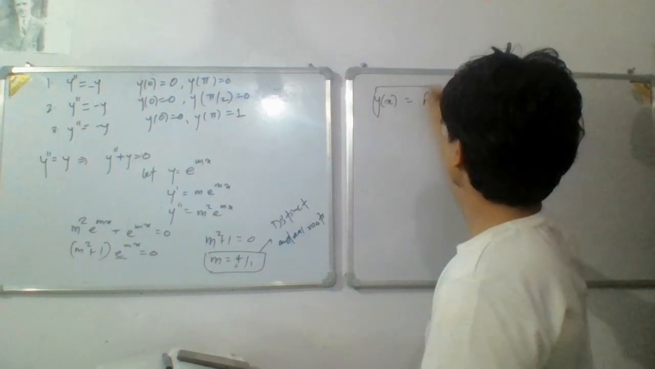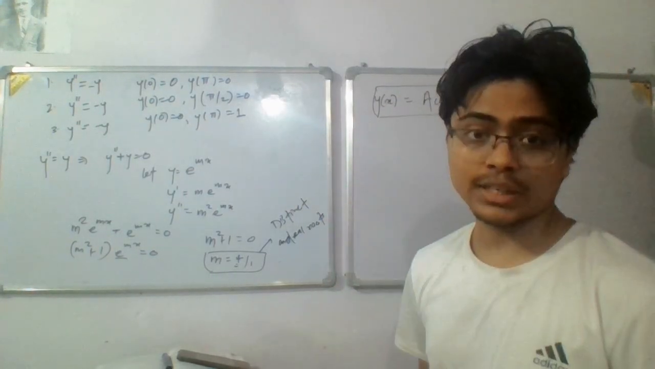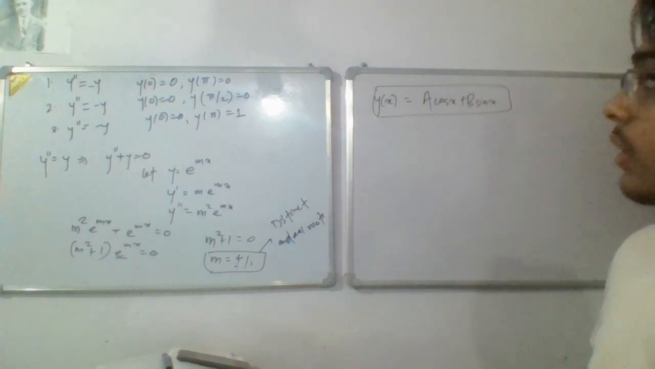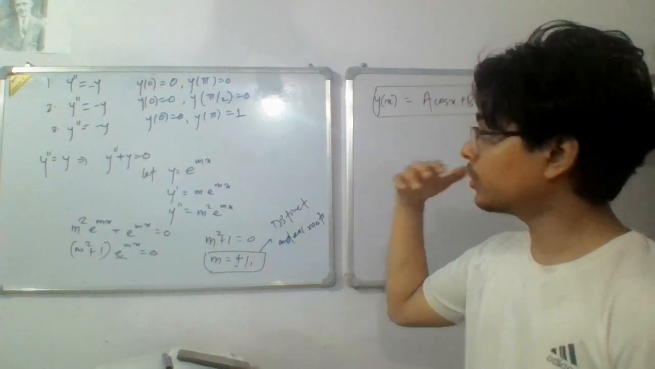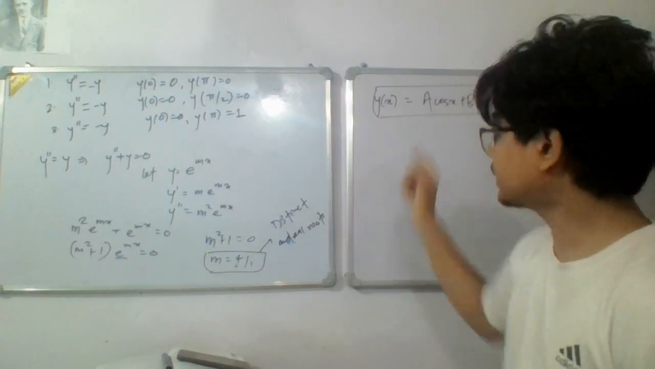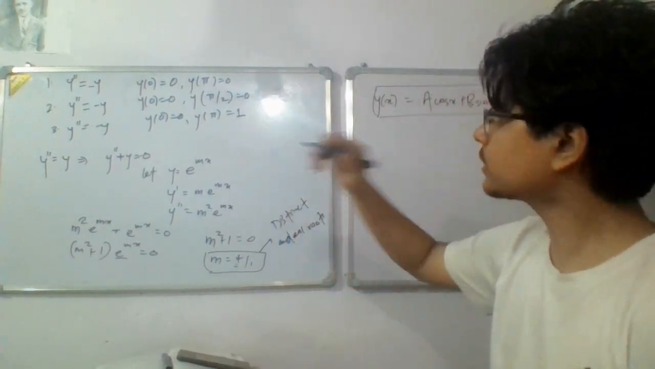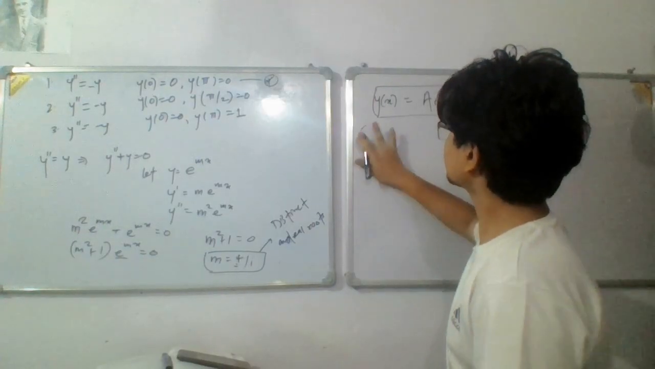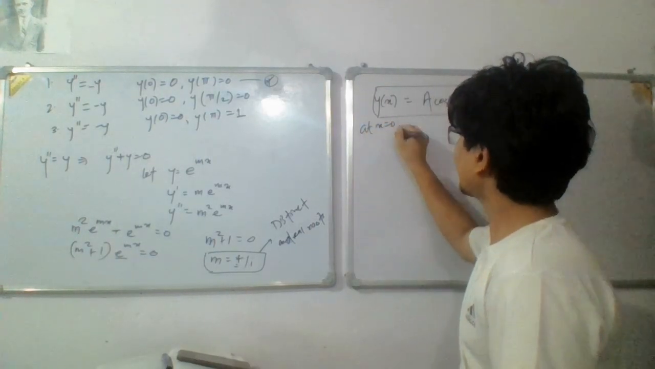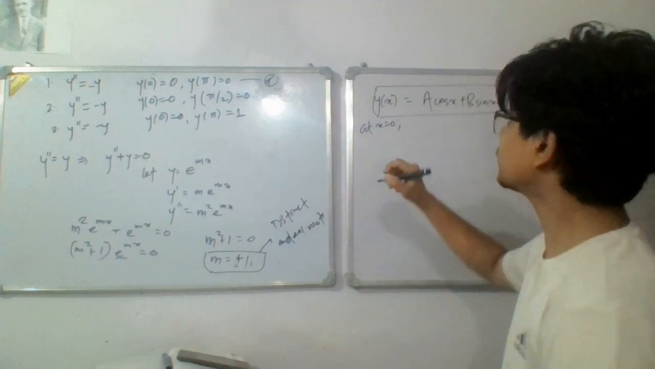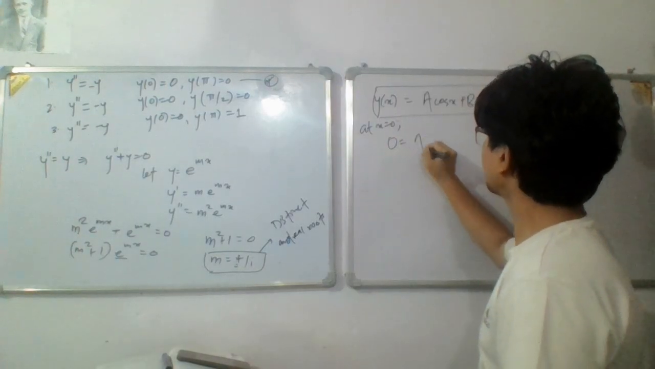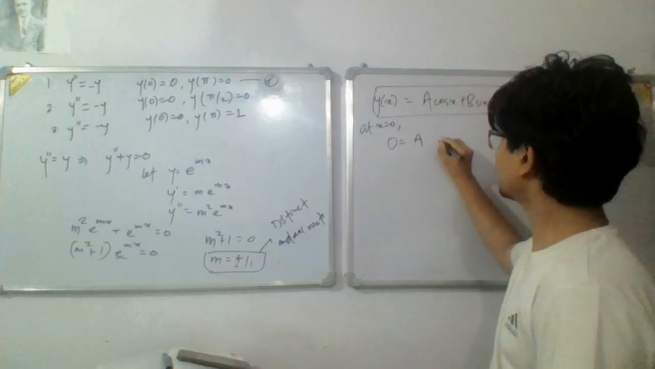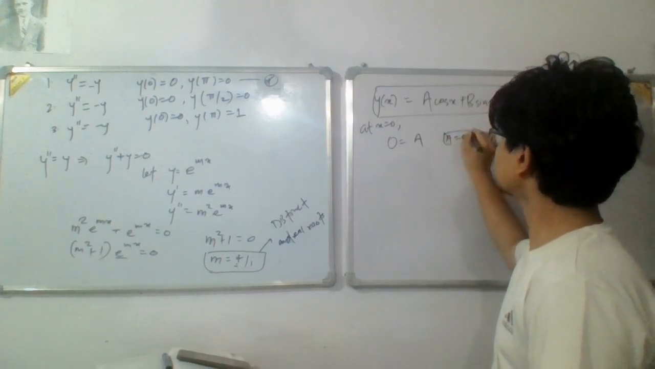Since the three differential equations are the same, all of them have a solution which looks like this. Now we have to find out how the conditions change this. Let's apply these conditions. At x equals 0, the whole thing is 0. So 0 equals a cos 0, which is 1, plus b sin 0, which is 0. Therefore we get a equals 0.